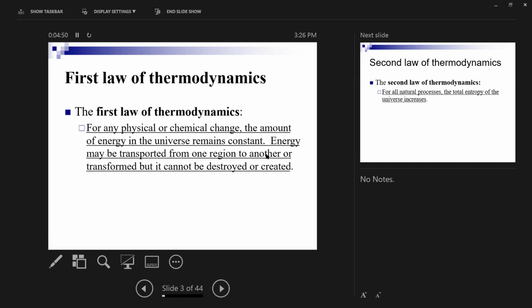So let's review the laws of thermodynamics. It's been a while since Chem 1. You may not quite remember what they say, so let's review. Law 1: for any physical or chemical change, the amount of energy in the universe remains constant. You can move energy around, but you can't create it and you can't destroy it. You can just move it around or change it from one form to another.